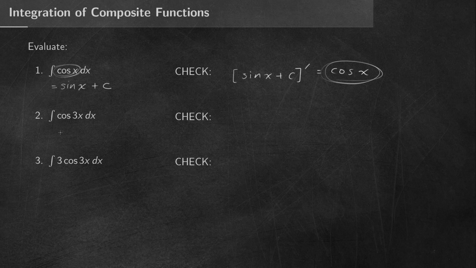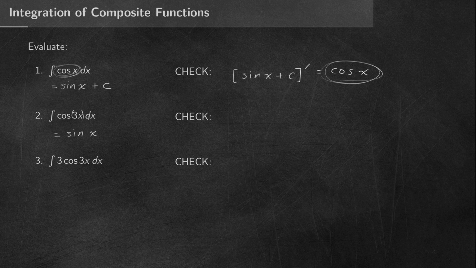Number 2, what's the integral of cosine 3x? Well, it's not just the sine of x, because we saw in the last problem that the derivative of sine x is cosine x, not cosine 3x. So what we have here is cosine of stuff. It's not just cosine x, it's the cosine of some other function. This is a composite function, so cosine of stuff.